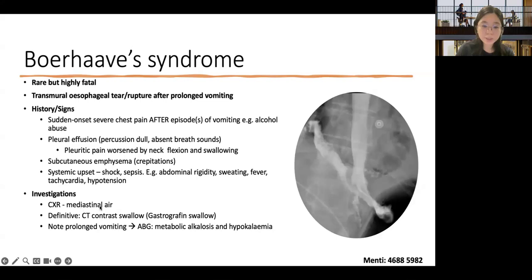On the chest X-ray, you might see some air in the mediastinum, and I don't think they would ask you to interpret that in a real chest X-ray. It's just really hard to see as a student. But you know that the definitive investigation would be a CT contrast swallow, as I've shown here. You'll also do an ABG, which might show metabolic alkalosis and hypokalemia as a result of all that vomiting. We would like to treat that with antibiotics, and also repair of the esophagus.